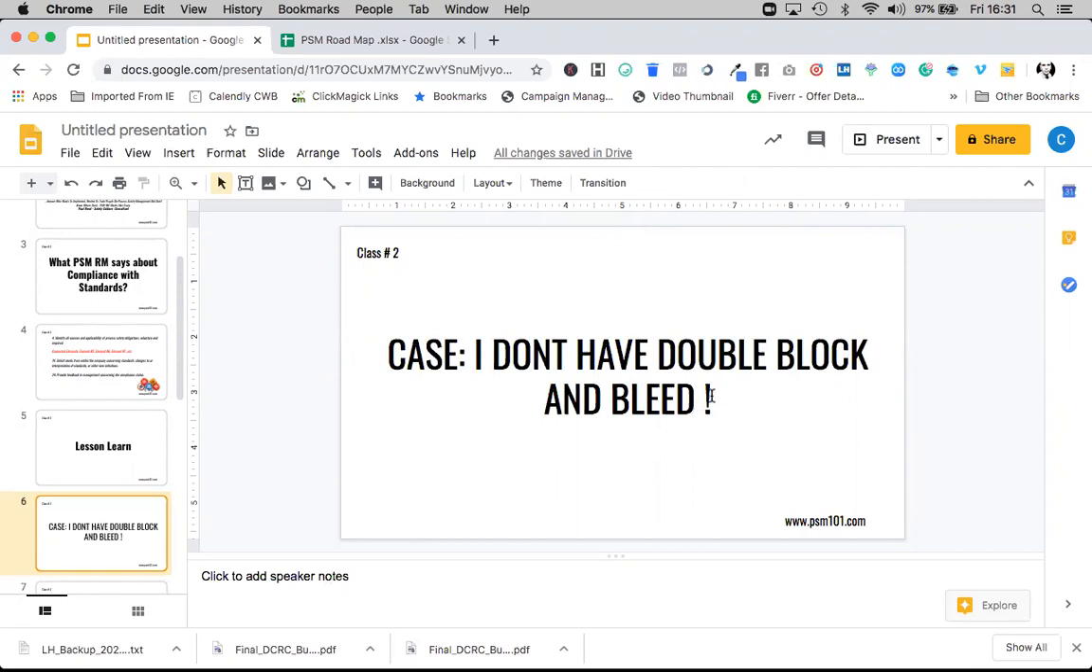Why am I saying this? There are many standards that require you to have double block and bleed for certain isolation purposes. However, there are many facilities that were built many, many years ago that didn't consider this kind of requirement at that stage of their design, because at that stage, this requirement was not there. It's something that we face quite a lot in the industry.